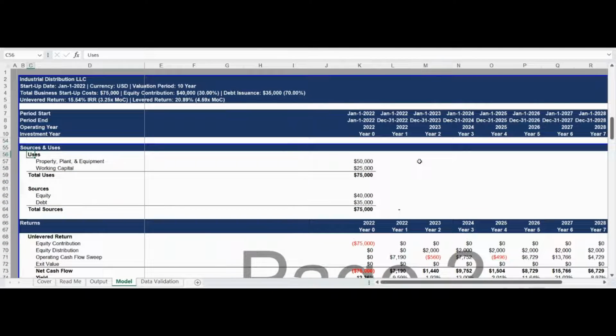A sources and uses table is calculated based on the investment and financing assumptions you entered. This table neatly summarizes how funds will be allocated on inception and the source of the capital.